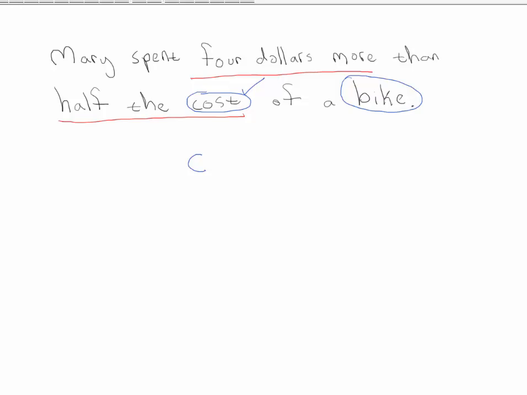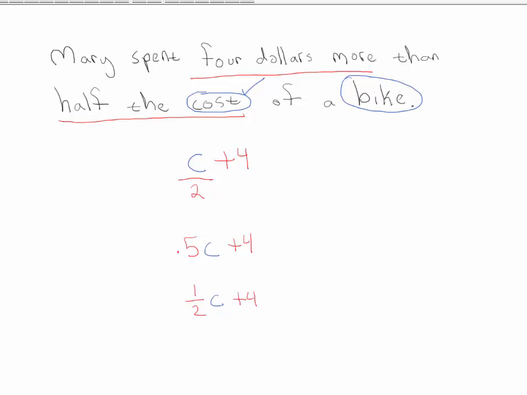And now I'm going to look at the other parts I underlined in red. She spent $4 more than half the cost of the bike. Well, how do I show $4 more? I add 4 on. How do I show half the cost? Well, there's 2 ways. I can divide only the cost by 2 and not the $4 more, or I can multiply the cost by 1/2. And another way to show multiplying the cost by 1/2 would be to write the 1/2 out front. So there you go. $4 more than 1/2 of the cost.